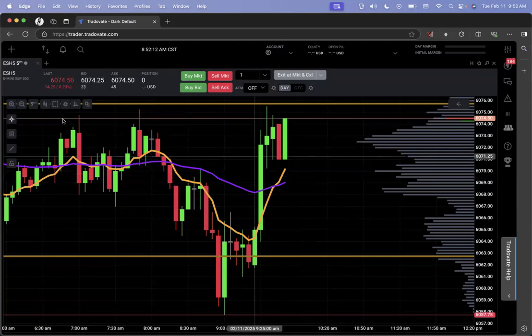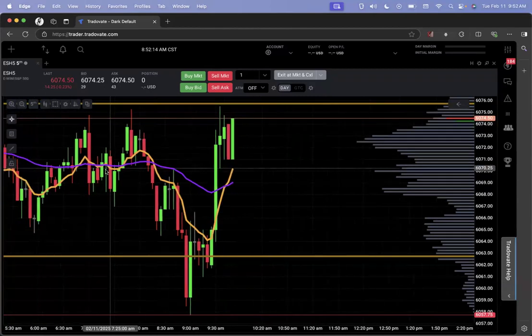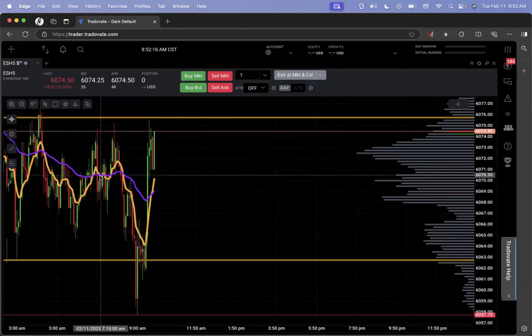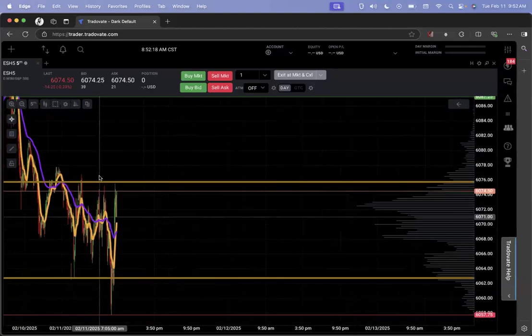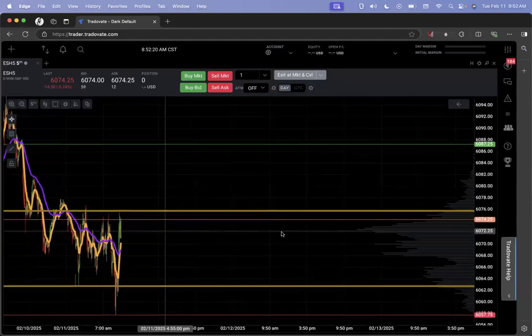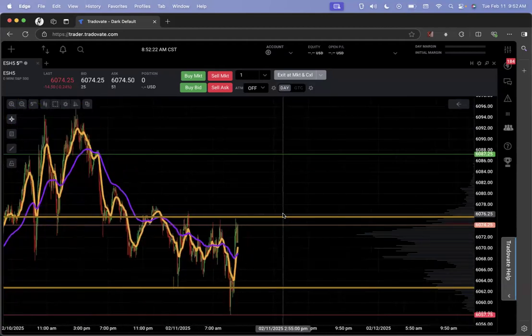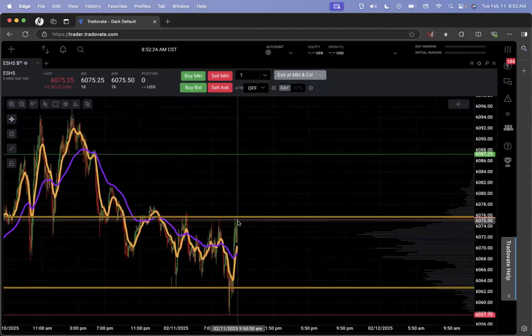This is a reminder that we're still ranging, by the way. We're still within the range. We haven't broken out of the range yet, 60-76. So when we come out a little bit, you've got to still remember that we're still ranging.